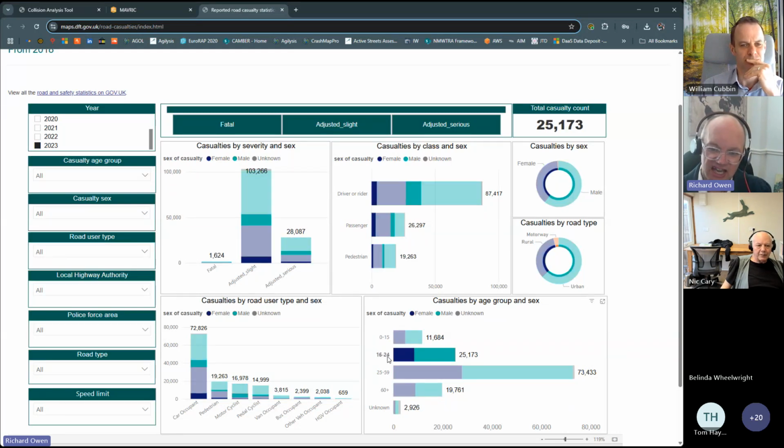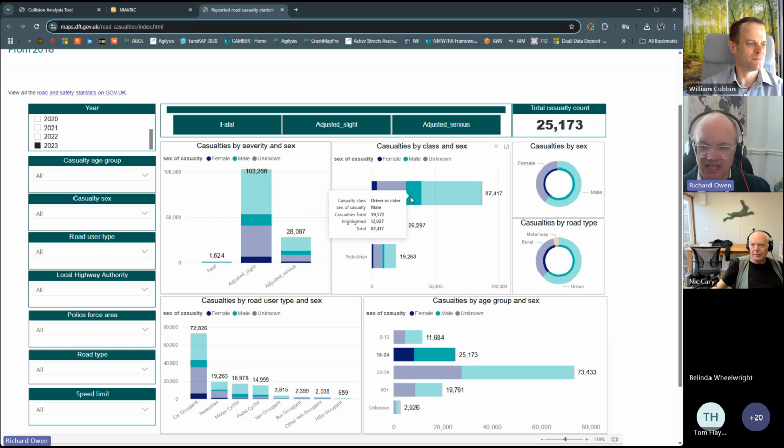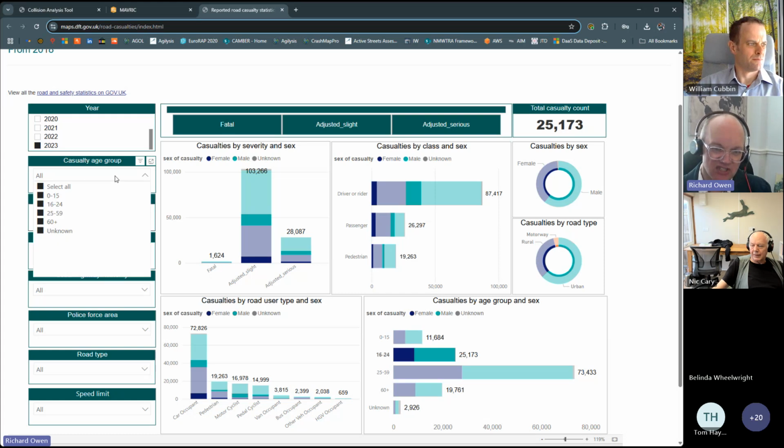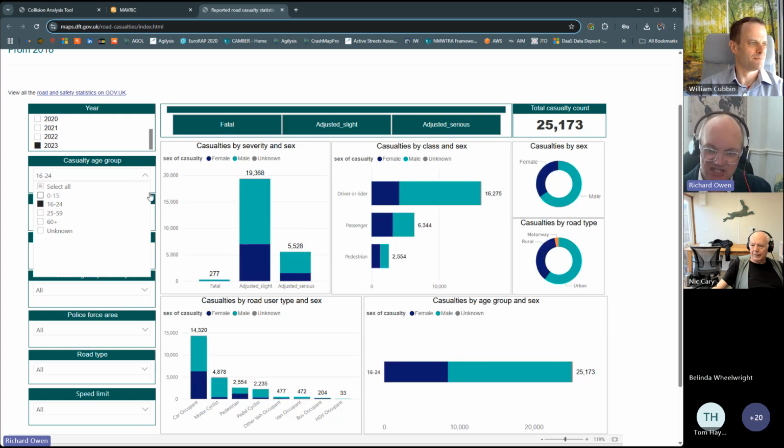So if I change that to the 16 to 24 filter, it then filters all of the other charts by it. But I don't particularly like the way Power BI does this, because you've got to rely on the fact that that darker purple bit is now a subset of the lighter purple bit, which we were showing before. So it could be that just using that casualty filter is a better way of doing it, because then you actually update the charts themselves.